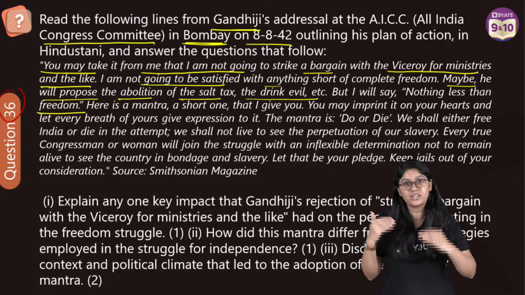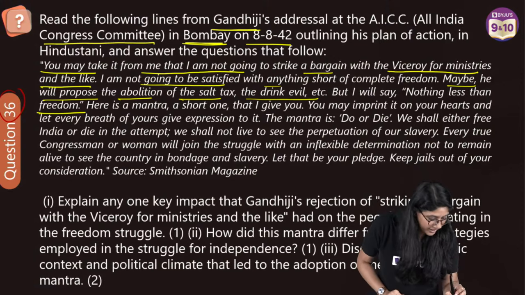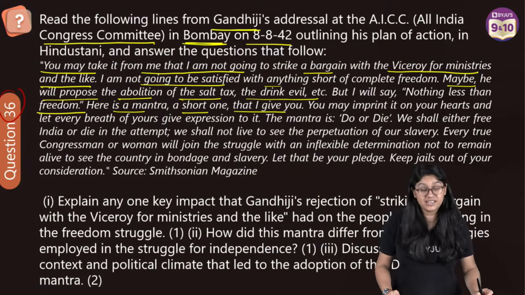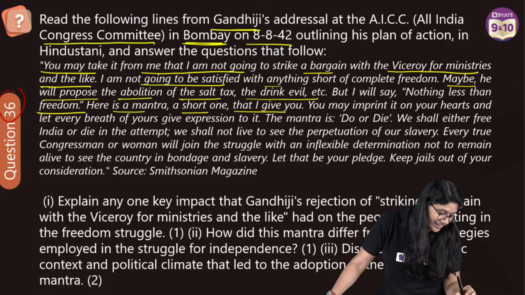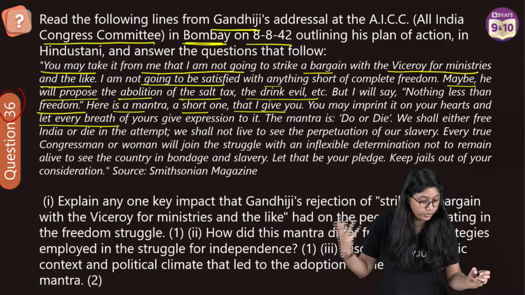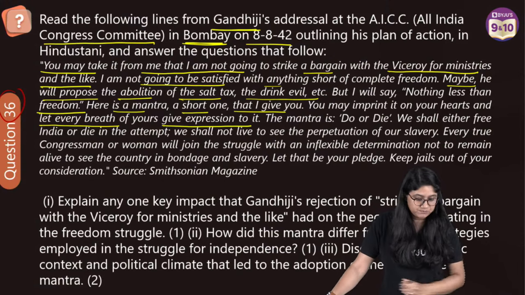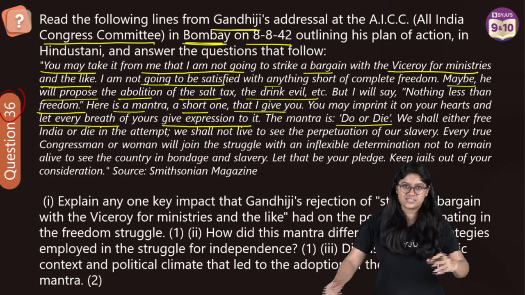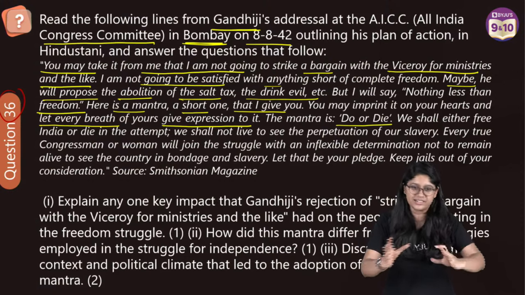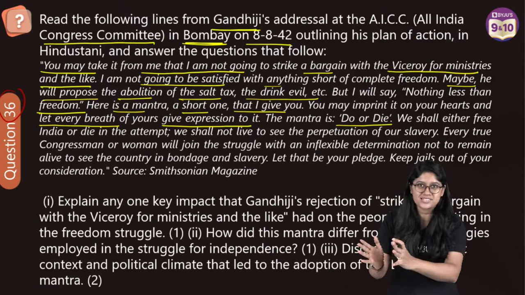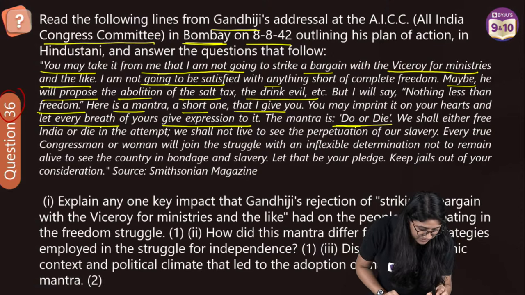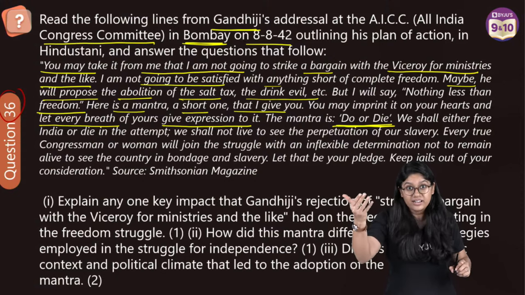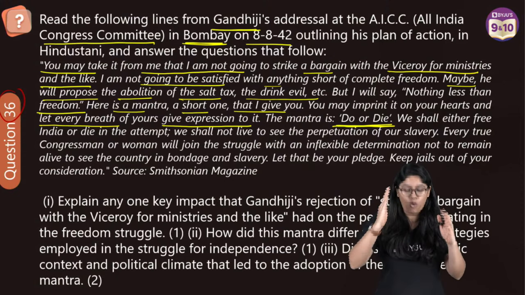So we are clear that what he is asking for is freedom. Here is a mantra, a short one, that I will give you. You may imprint it in your hearts and let every breath of yours give expression to it. The mantra is do or die. And I'm sure your teachers, before your examination, will be saying the same thing. Do and you'll be getting your marks, right? So this is a mantra which came, and again, a one mark question can come from here, which mantra did Gandhiji give at that particular time, that is do or die.